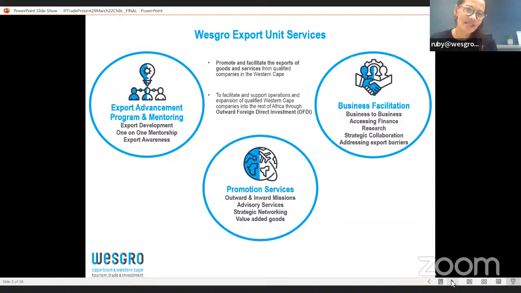The key 3 remits I'd like to focus on is firstly our export advancement program and mentoring. So any interested importers that do work with our exporters will understand that they've been briefed fully on the export paradigm, understand all the risks.